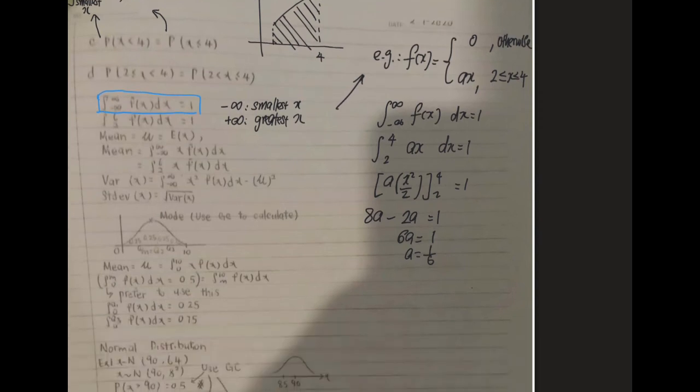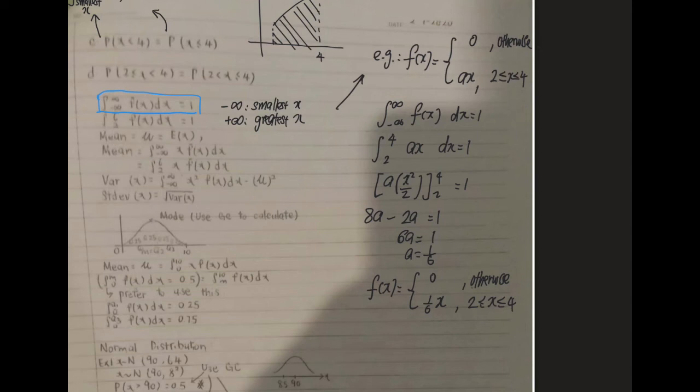So once you get the a, then f(x) equal to 1 over 6 x for x from 2 to 4, and 0 otherwise. So like this. That is how we use the formula.